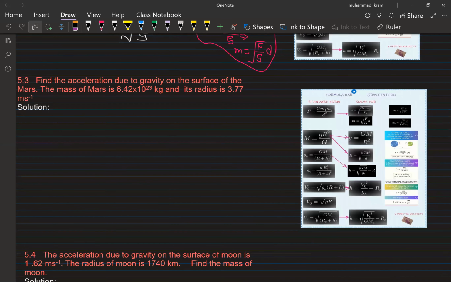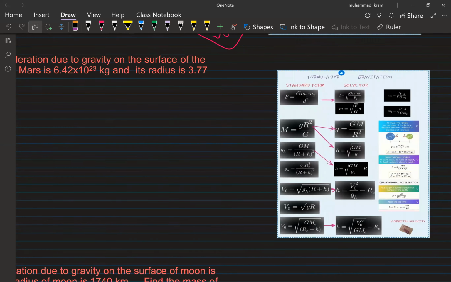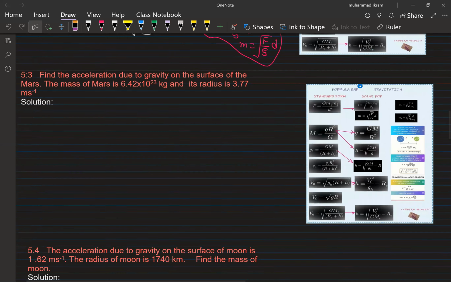Now another important point, class, which I want to tell you is about the formula sheet. I do not recommend having this in front of you all the time. You need to memorize it, okay? Because if it is in front of you, you can easily solve. But once you sit in the examination hall, it will be very difficult for you.